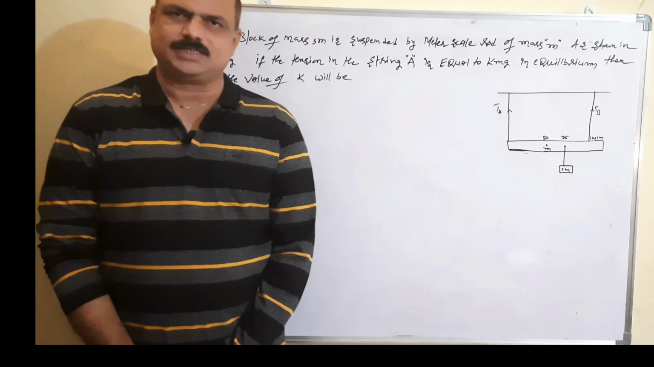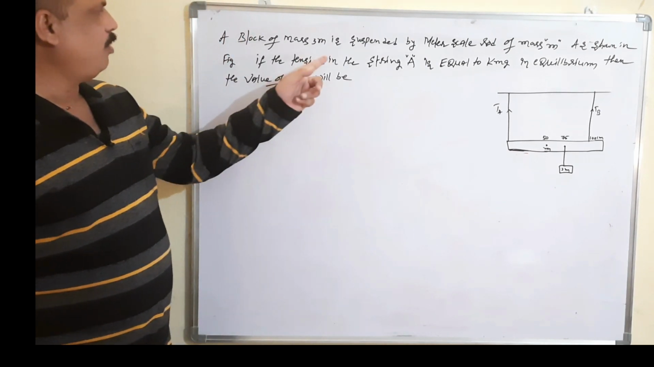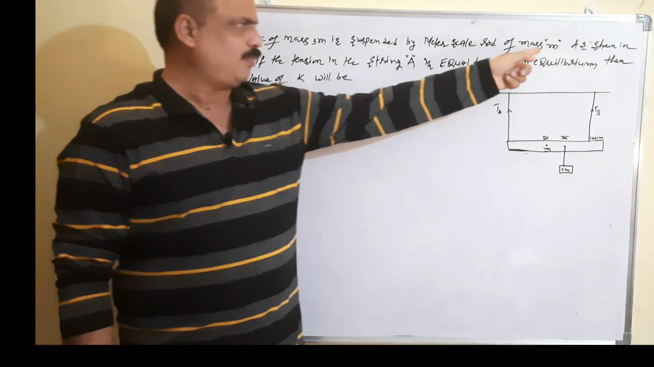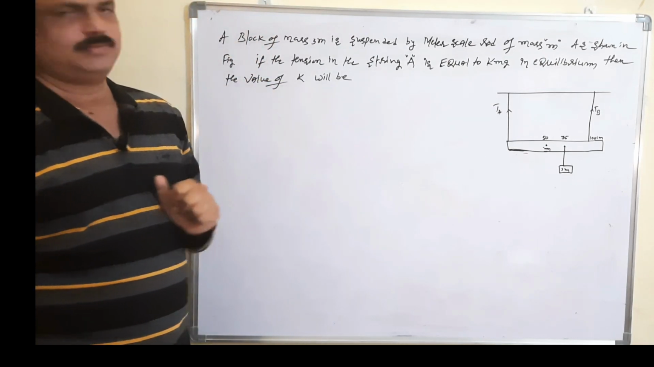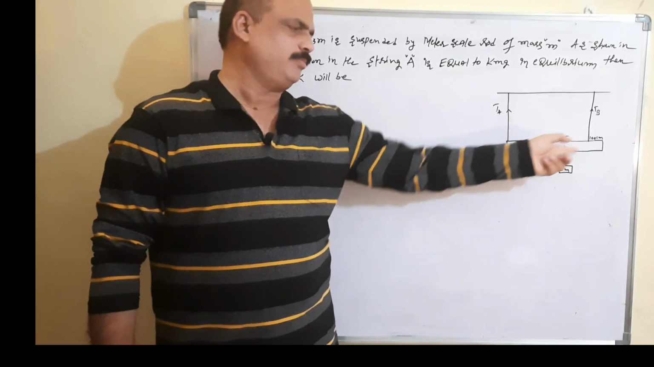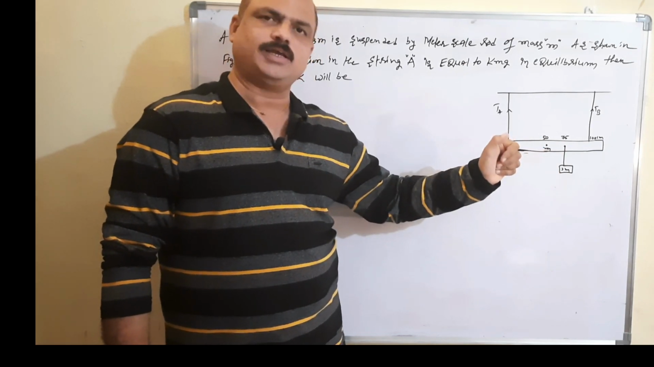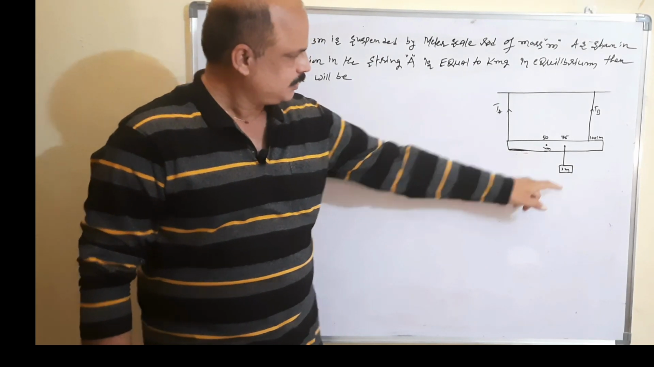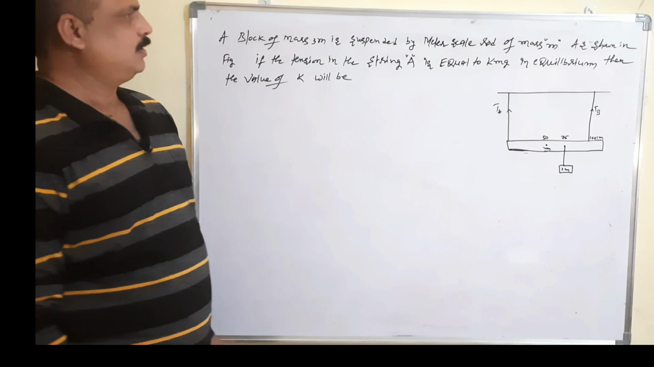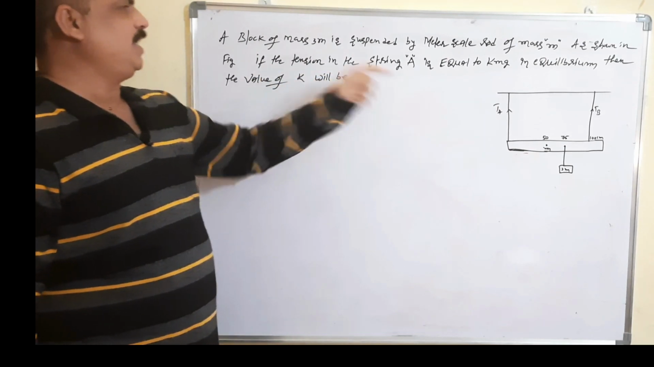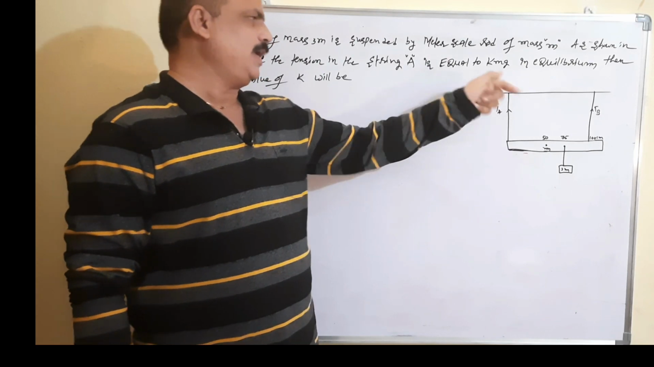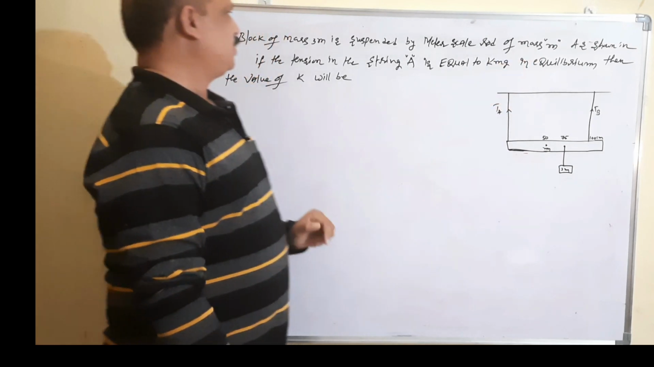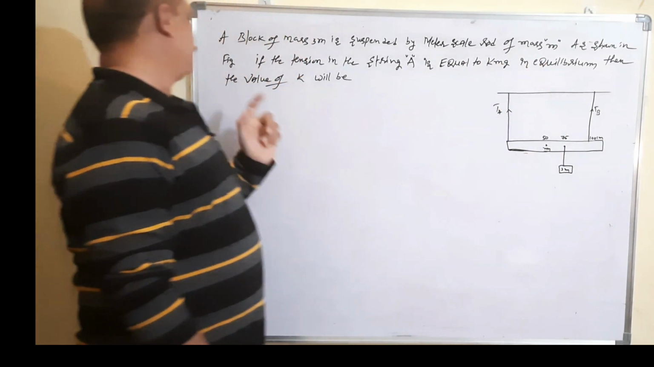Now let us discuss another question. A block of mass 3m is suspended by a meter scale rod of mass m as shown in the figure. So this is a meter scale, and to this meter scale a block of mass 3m is suspended. If the tension in the string A is equal to kmg, and the rod is in equilibrium, then the value of k will be.